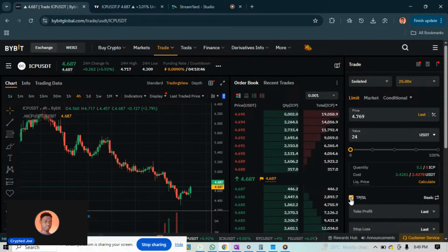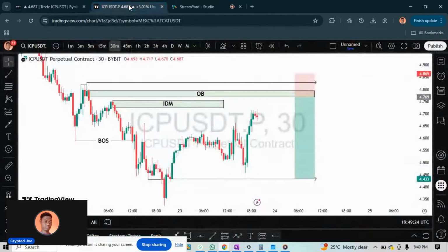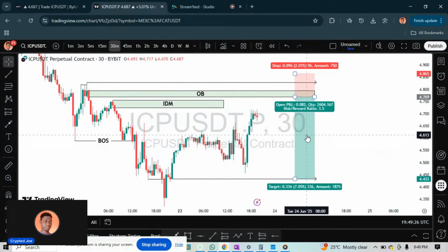Now you click on your TPSL box, then first thing first, you place in your stop loss. Your stop loss is 4.865.